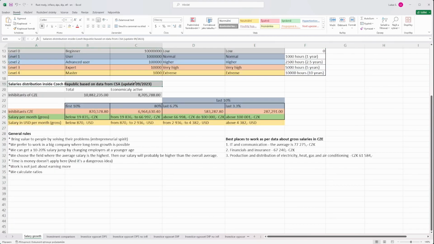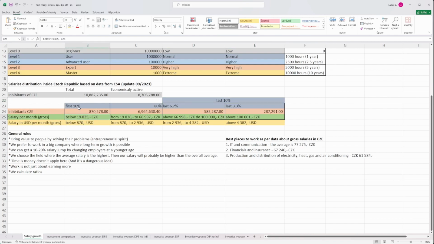Now, what is the basic distribution of salaries inside Czech Republic? I took the data from Czech Statistical Agency for September 2023. So at this point we have nearly 11 million inhabitants in Czech Republic, and roughly 80% of them are economically active. So if we take first 10% of people, then the next 80%, and then we will take last 10%. So let's check what is actually the gross salary distribution.